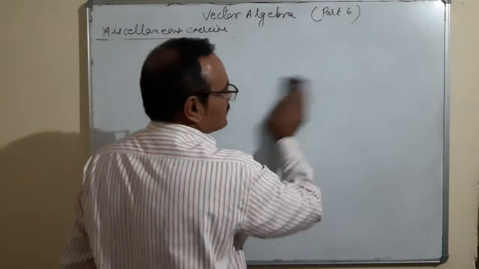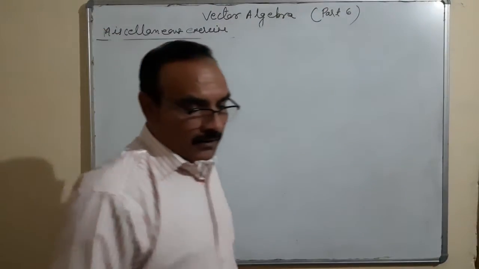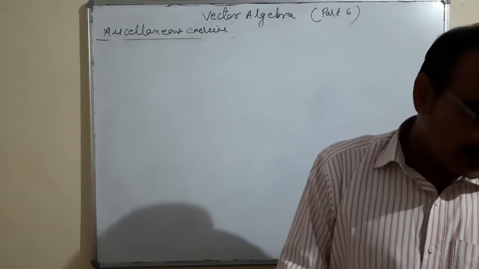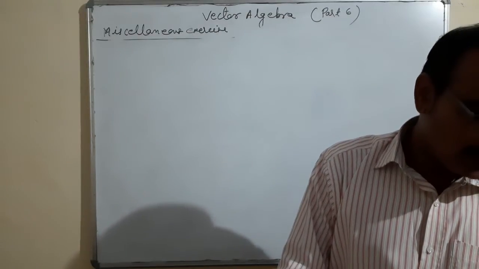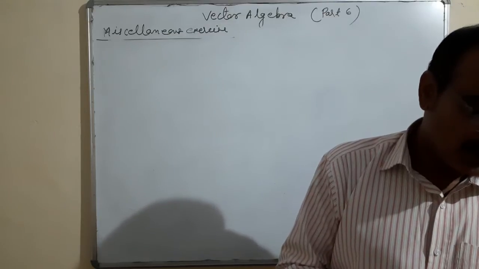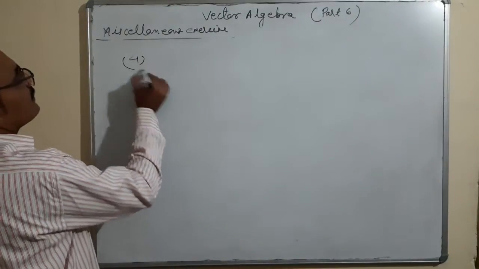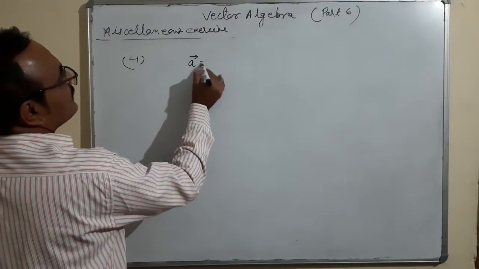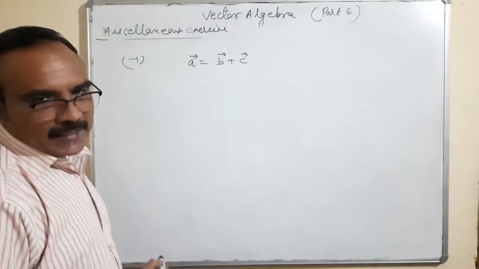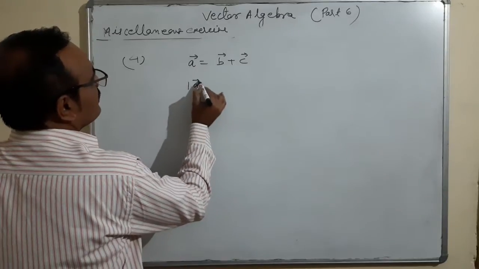Next question, question number 4. If vector A is equal to B plus C, then is it true that the magnitude of A is equal to the magnitude of B plus the magnitude of C? Justify your answer. Very interesting question. If vector A is equal to vector B plus vector C, that means it is the triangle law of vector addition. They are asking us to justify whether it is true or not.